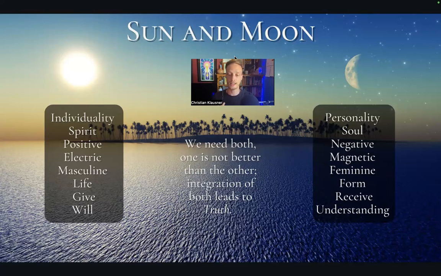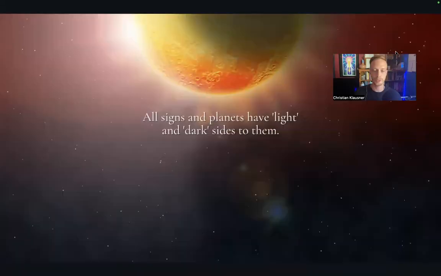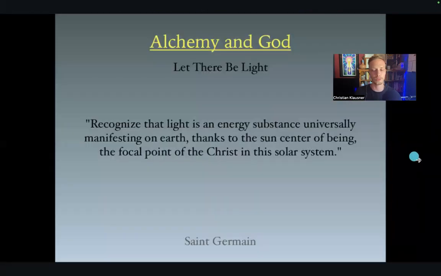Okay. Personality is ruled by the moon, which is the mask that we wear. The word persona, that root word, which is Latin, it means mask. So it's a masking, which we need to help reveal the soul. It's on the negative end of the pole. So it's receptive, magnetic, it's feminine. It's about form rather than life. And it's about receiving rather than giving. And it's about understanding rather than will. Okay. But the integration of both of these, your inner masculine and your inner feminine, leads to truth, which is so cool. Right. All signs and planets have a light and dark side to them. We'll get to that when we deal with the planets.